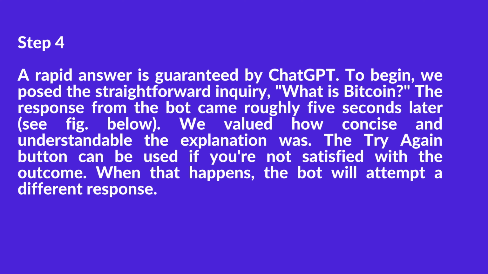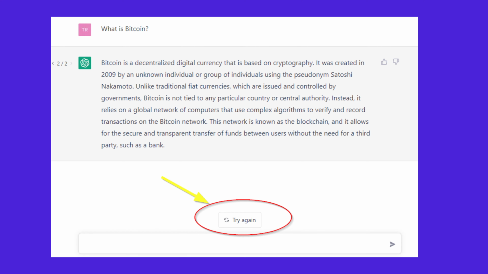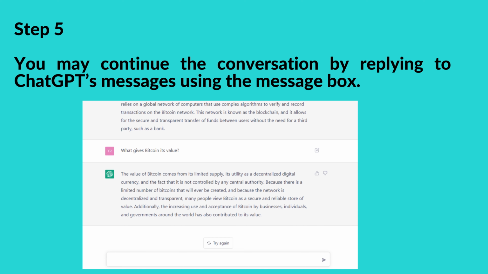Step 4. ChatBot will generate a response quickly. As a starting point, we asked a simple question: what is Bitcoin? The bot took about 5 seconds to come up with a response, see Fig below. We liked how the explanation was to the point and easy to understand. If you are unhappy with the response, you could hit the button Try again. The bot will then try to answer you differently.